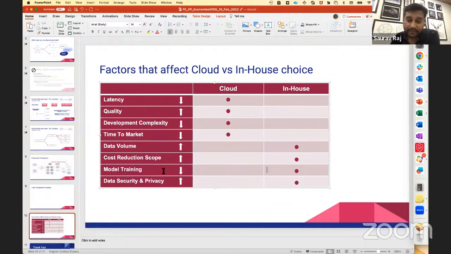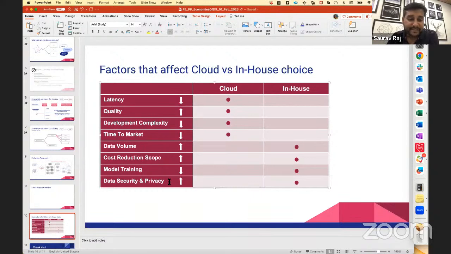So, the next factor is data security and privacy. If you feel that your business use case requires more security and privacy, then it's better to stick with the in-house solution. These are the factors, and apart from many others, I'm sure there will be many more factors which can affect the choice in the cloud versus in-house debate.